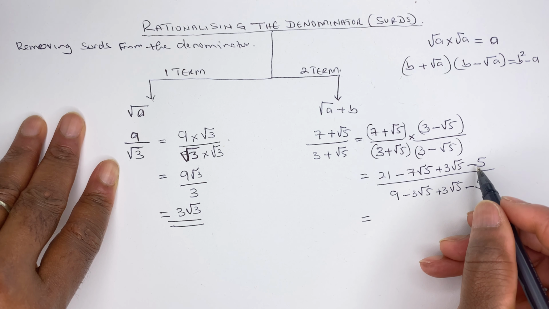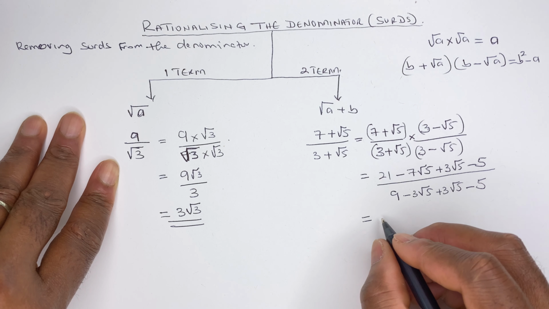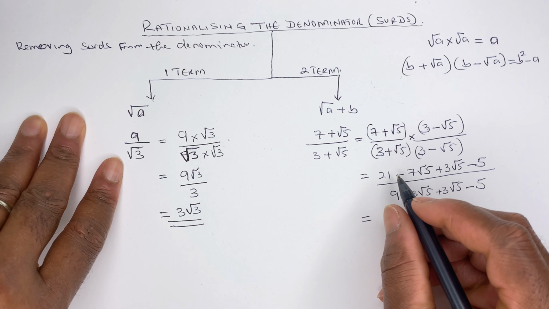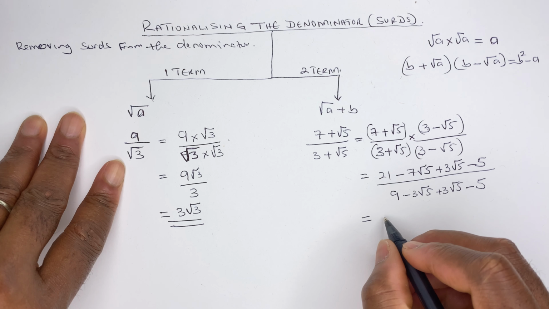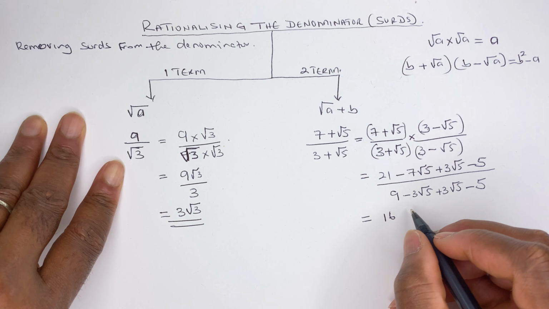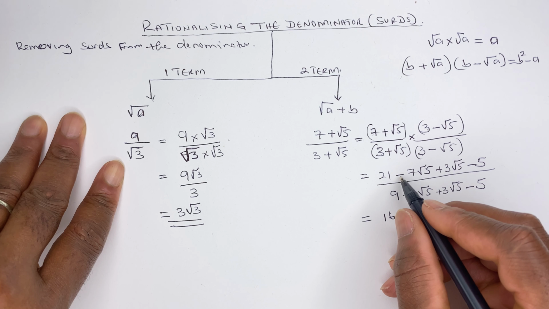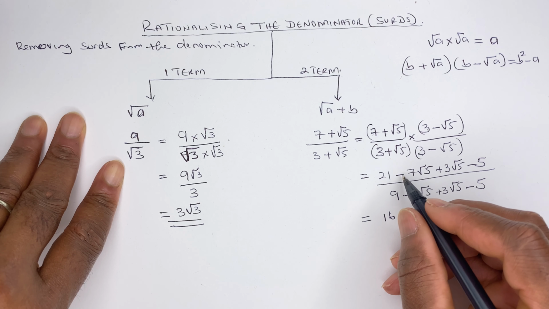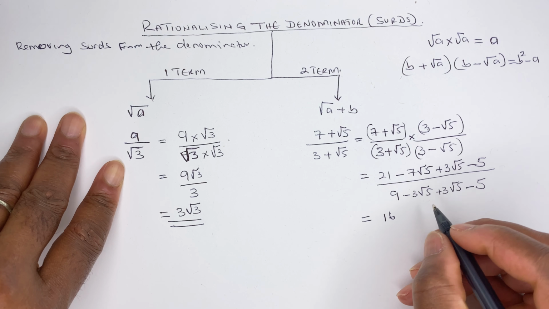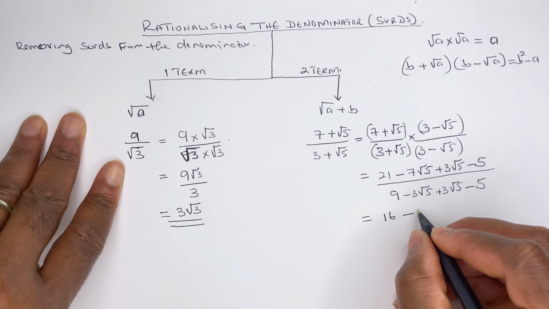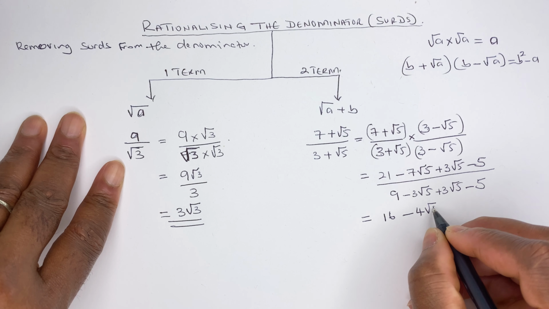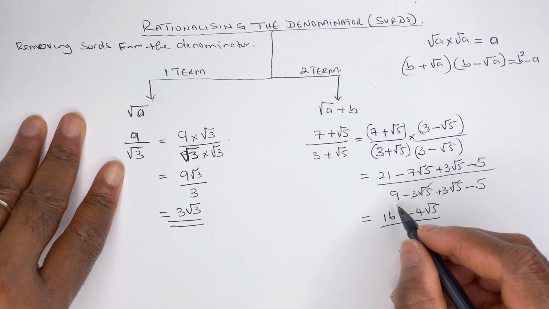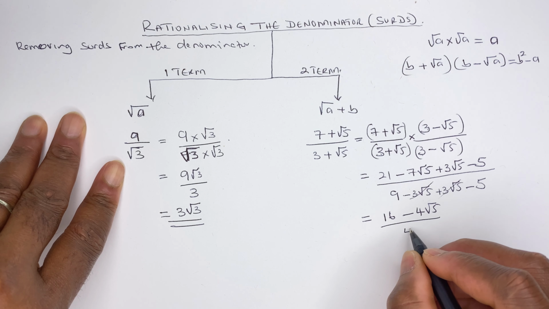21 minus 5 is 16. And I've got minus 7 root 5 plus 3 root 5. It's like saying minus 7 oranges plus 3 oranges, so I should have minus 4 root 5. Over, now that will cancel each other, 9 minus 5 is 4.